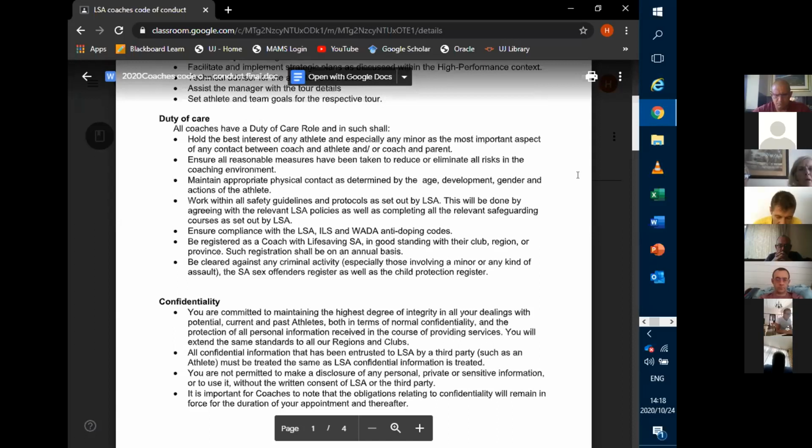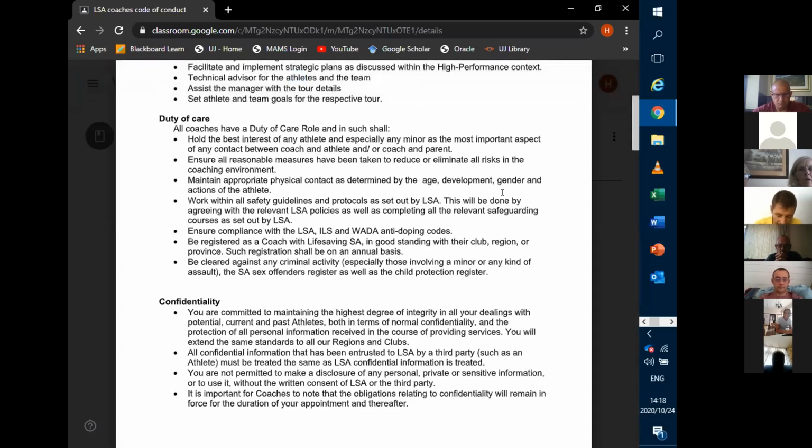We can go quickly through it. Hold the best interests of an athlete. Ensure all reasonable measures have been taken to reduce any risk. You, as coach, are the first person to check if there are no dangers around.